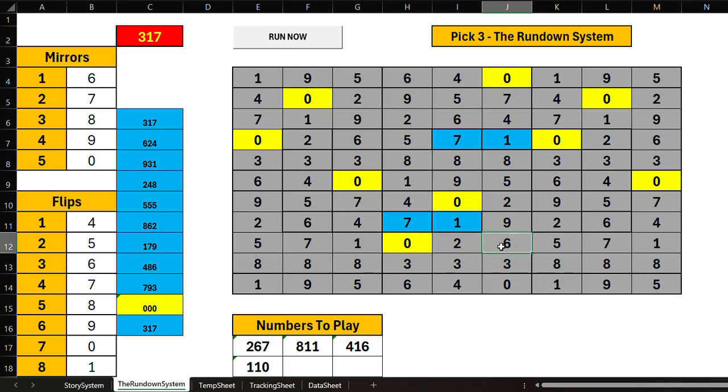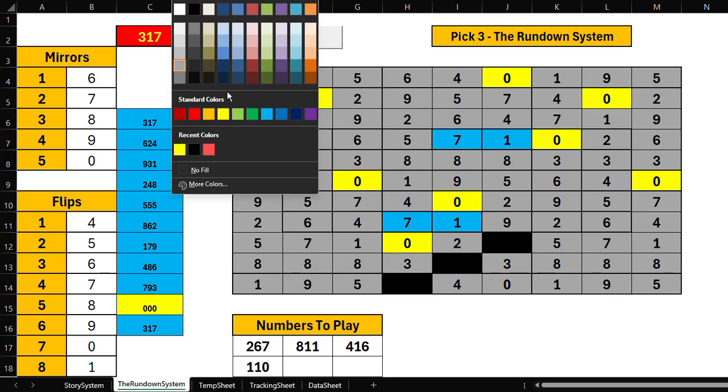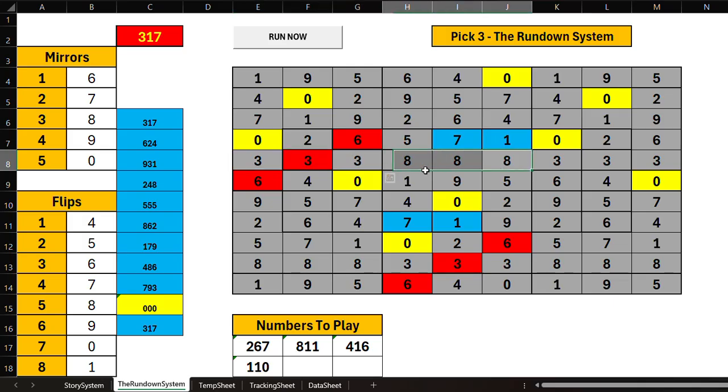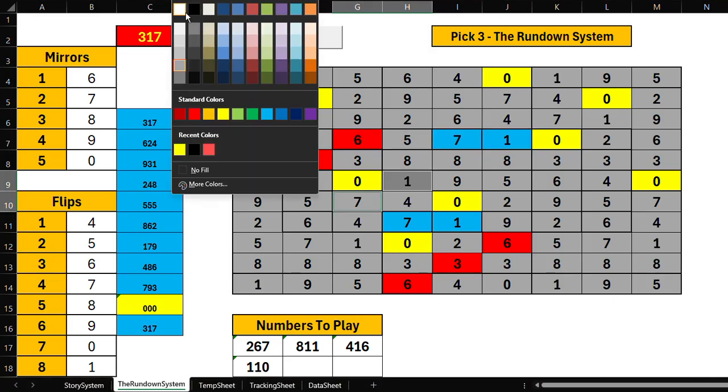6, 3, 3, 6. This is over here. Look, it's way down here. There's your 366. All your 3s are here. All your 8s are here. Your 17 is in the same column as the 66. So there's a 17 here as well.